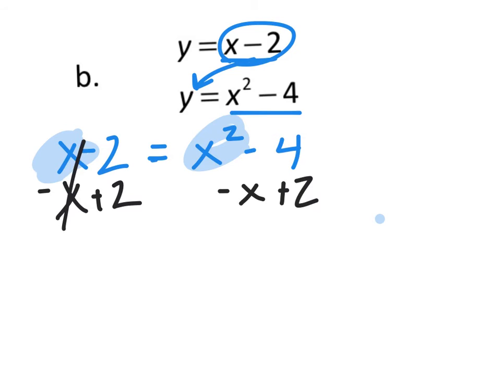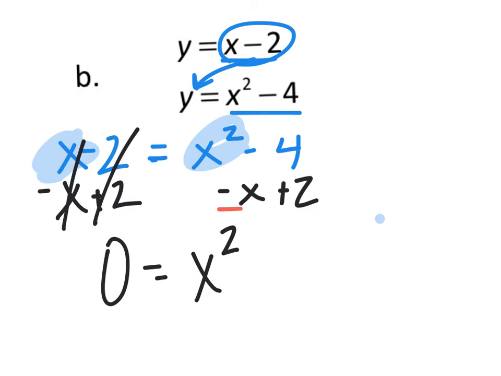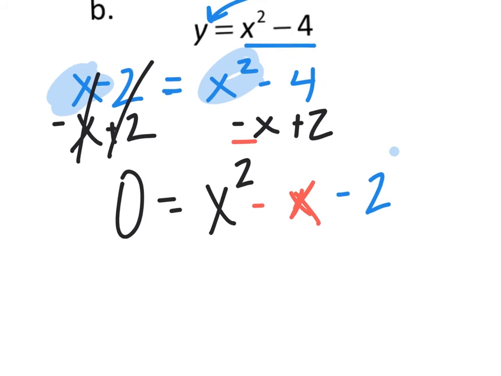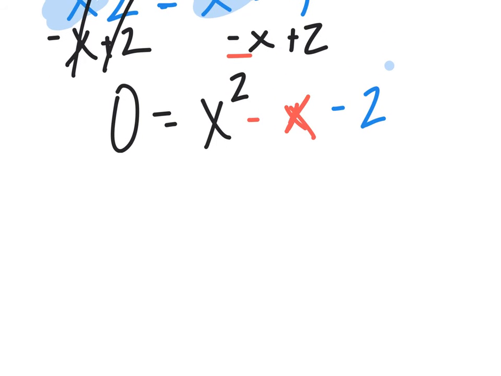So I've got nothing left on this side. I've got an x squared over here. Now I can't combine anything with this negative x that I moved over here, so that's just going to go right there. And then I can put together the 2 and the negative 4 to become negative 2. Now from here we've got to factor. Since you've got an x squared and an x term, we've got to factor this.